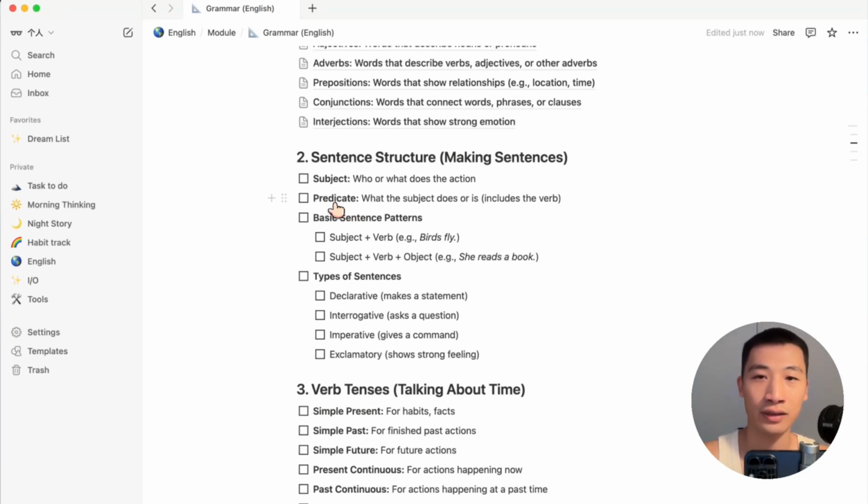No, I got it. What is the subject and predicate? Now, please explain to me the basic sentence patterns. And as you can see in my Notion document, I thought you could just explain below the document.